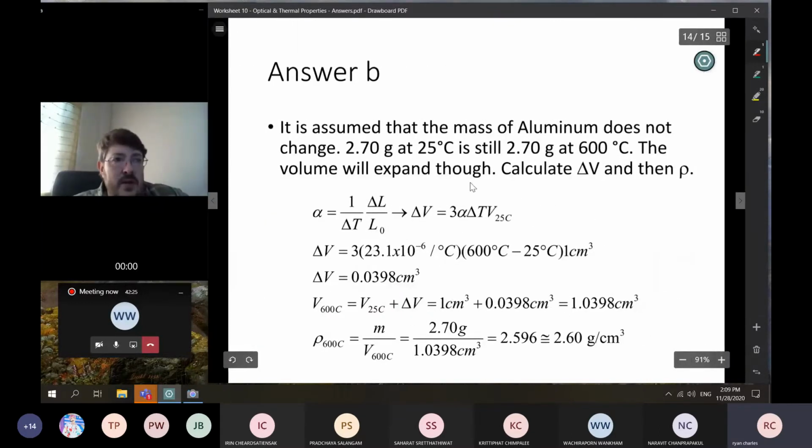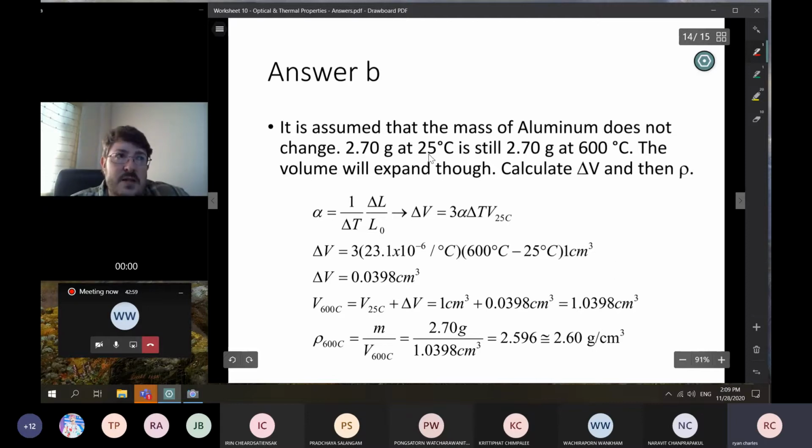So we can look here, and we can figure out that delta V is 3 alpha delta T times V at 25 Celsius, right? We're just substituting delta V and V naught instead of L, all right? So we can solve for delta V, right? Delta V is 0.0398 cubic centimeters, all right? So the volume at 600 is the volume at 25 plus delta V, where the new volume is 1.0398, right?